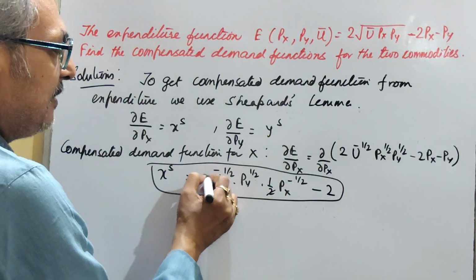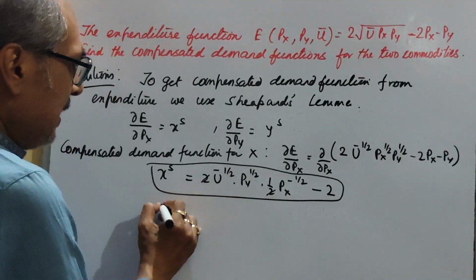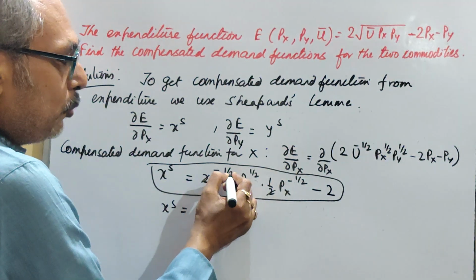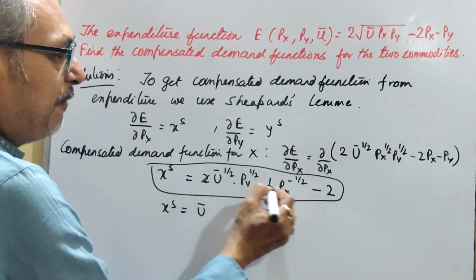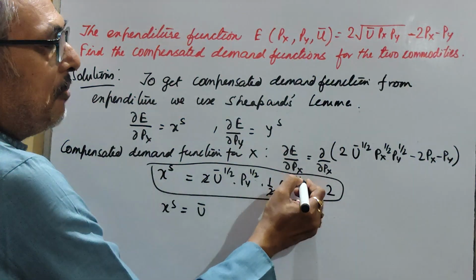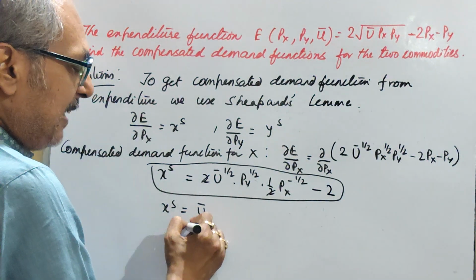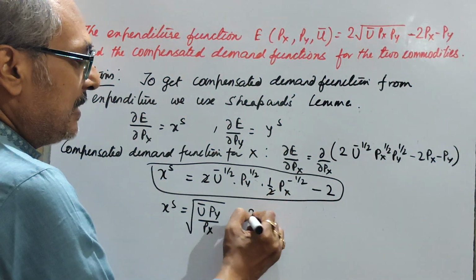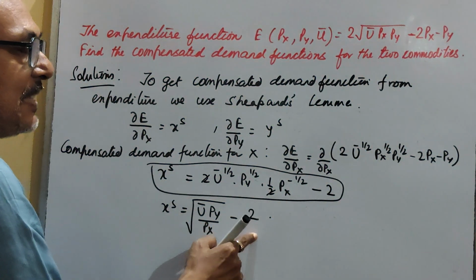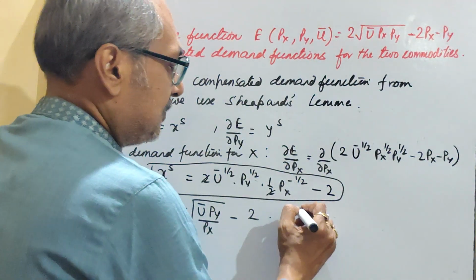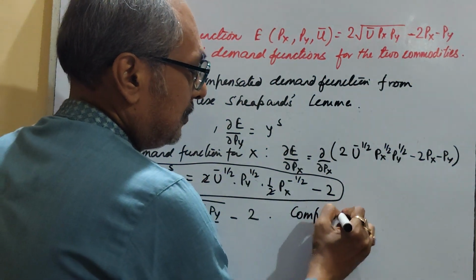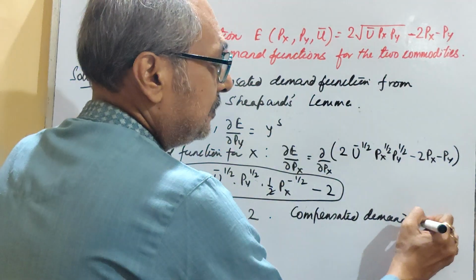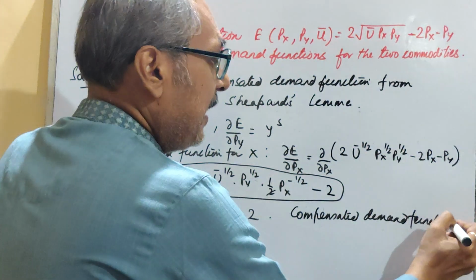Now we simplify this. This gets cancelled. Therefore, Xs is U bar to the power half Py to the power half and Px to the power minus half. We can write it like this: under root U bar Py by Px minus 2. This is our compensated demand function for X.